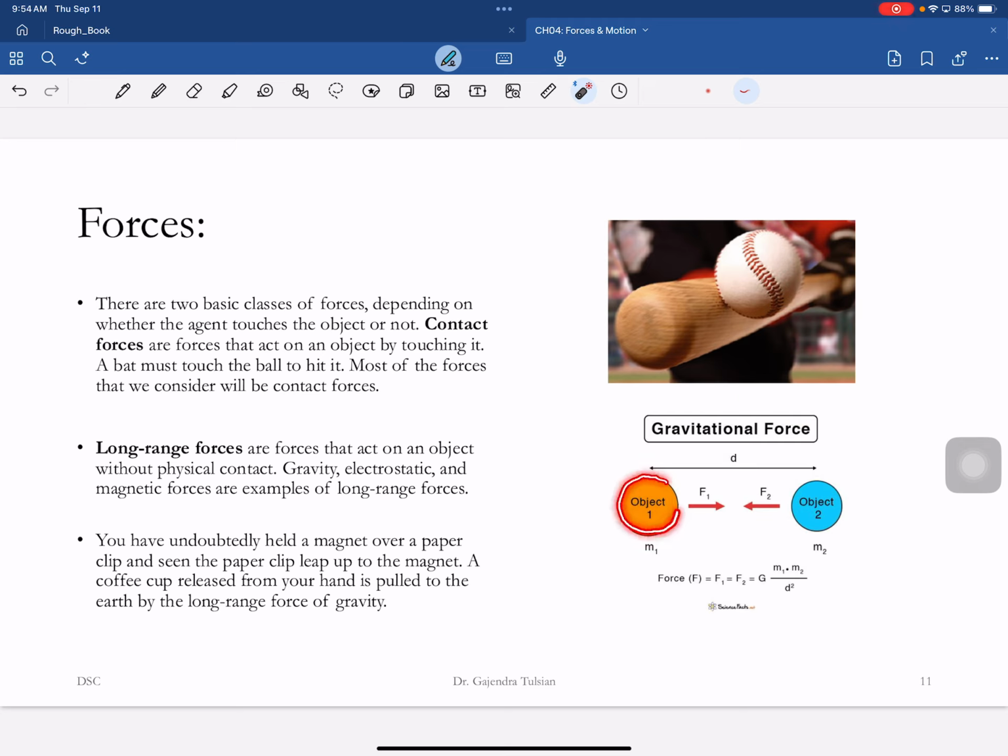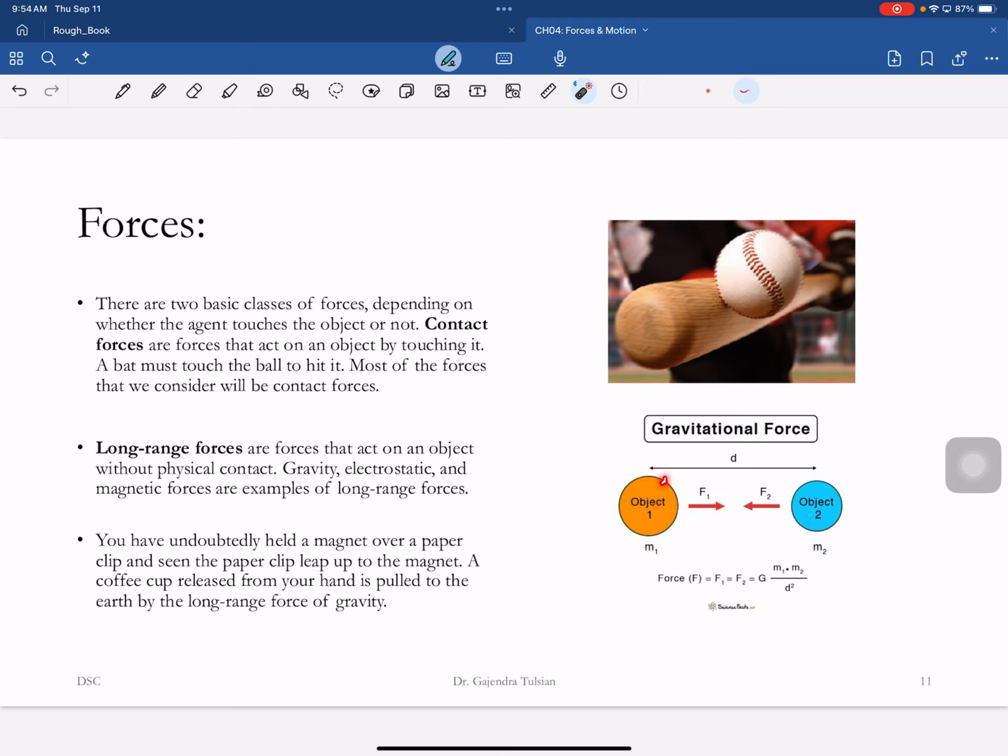Mr. Newton realized that every object attracts every other object in the universe. The force is an attractive force. So this object attracts this object, and that's the force exerted on this object. This object attracts this object, and that's the force exerted on this object.